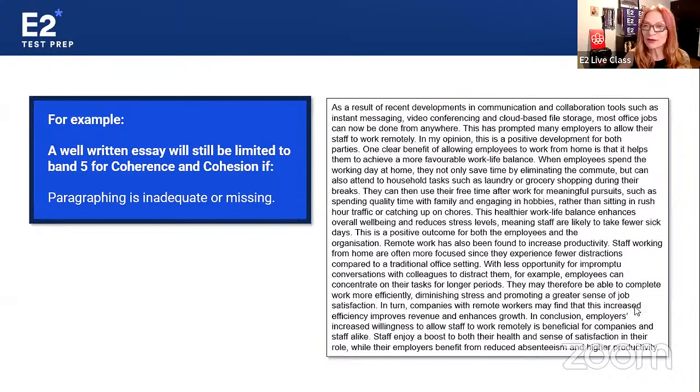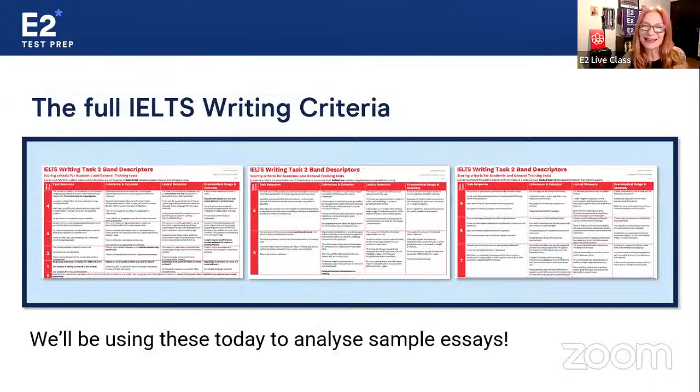So this is an example of a great essay, but unfortunately, it will be a band 5. It's well written. There are a lot of well used connectors, passive and active sentences, but there's no paragraphing. So unfortunately in coherence and cohesion, you will be down to 5. And if you get 5 in cohesion and coherence, it's hard to level that out. You would need 8, 8, 8. And it's not hard to get it done, right?